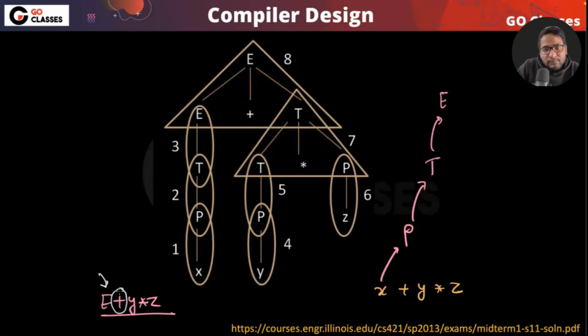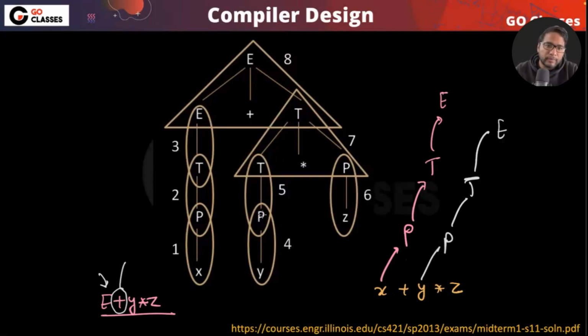Should I reduce this plus to something? I don't think so. Or should I reduce this E plus completely? I don't think these are good things. So maybe let me move to Y. Then it will say, let me reduce this to P. Now it will say, let me further reduce it to T. Now should I reduce this further to E? Tell me. Should I reduce this further to E?